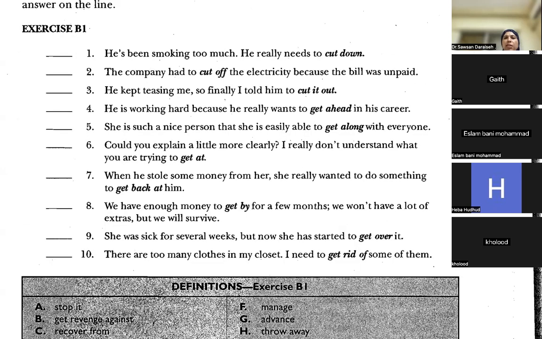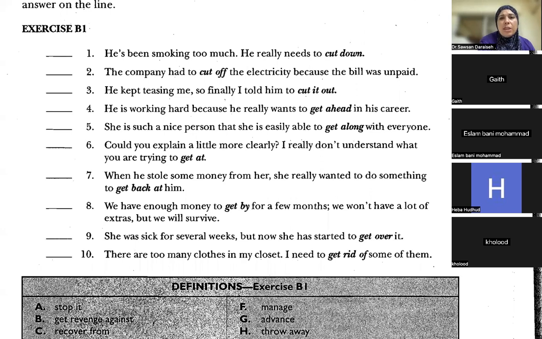Because I'm looking at the meanings here. Stop supply. Yeah, that's better. Stop the supply is better. So the company had to cut off the electricity. That means stop supplying those people who are probably not paying the bills, right? So cut off the electricity does not mean actually cut something, right? Cut off means stop supplying these people with electricity because the bill was unpaid, right? The bill means the money that they had to pay was not paid.